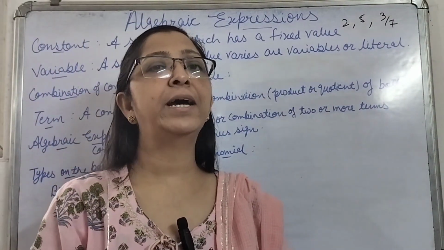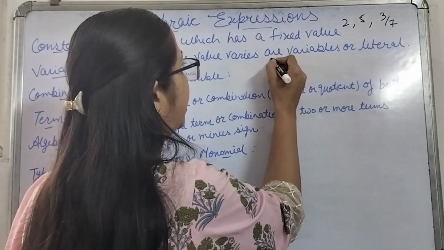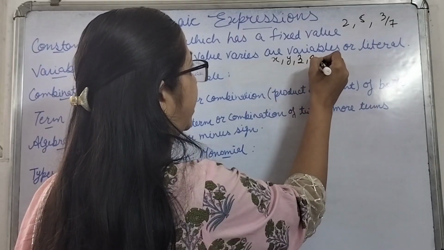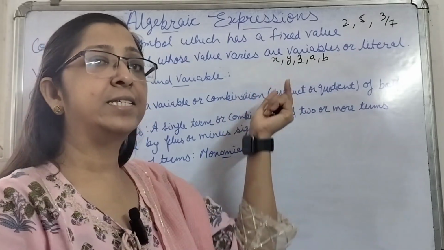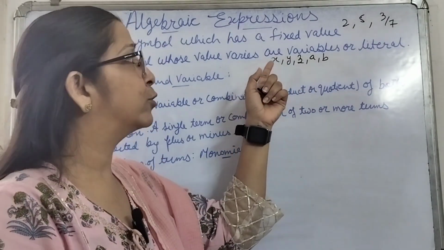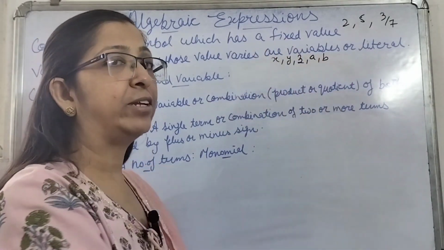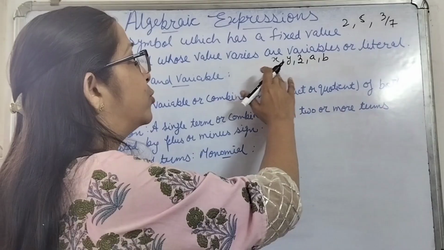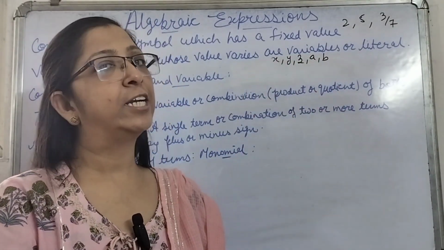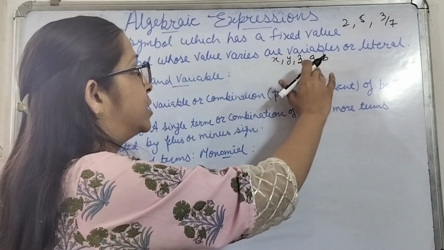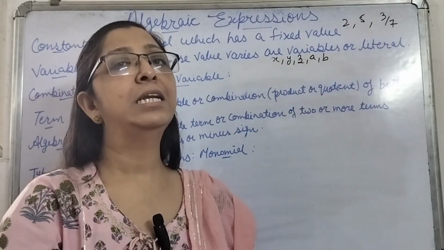Then comes your variable. Variables are the symbols whose value varies. These symbols are denoted by alphabets like X, Y, Z, it could be A, it could be B. These are the representations of variables. If I use this X in some context, its value could be 2, its value could be 3. If I use the same variable X in some other context, its value could be 7, it could even be -5. So whenever we are using these variables, their value varies. It is not constant, it does not remain the same. So such symbols whose value varies are known as variables. Variables are even known as literals.